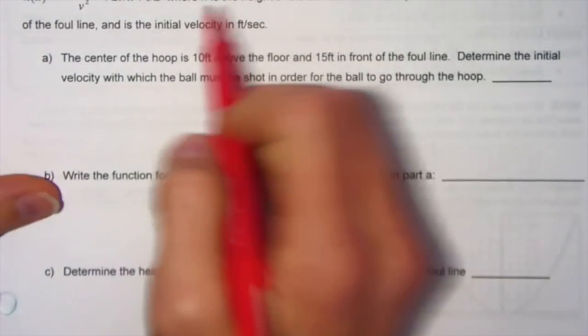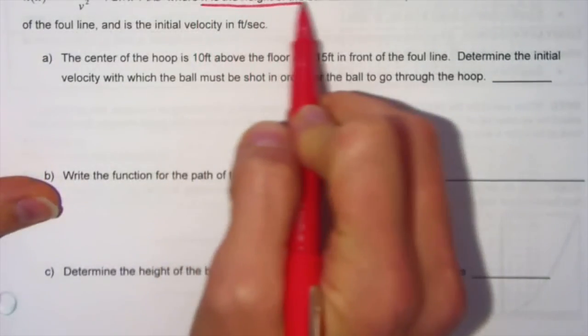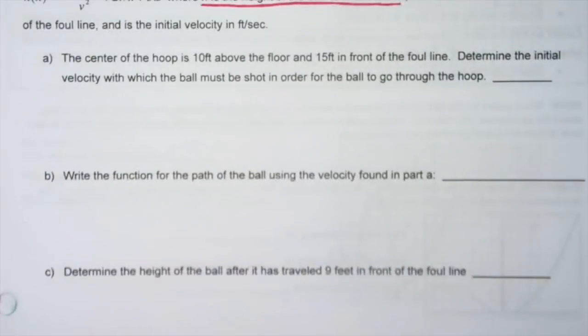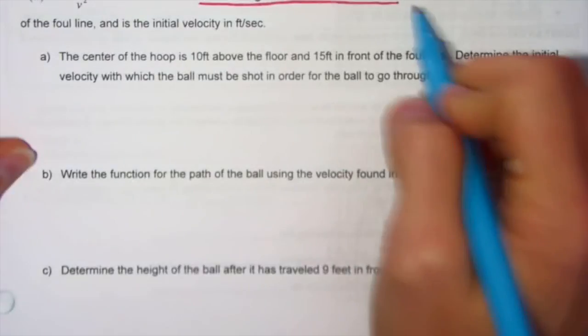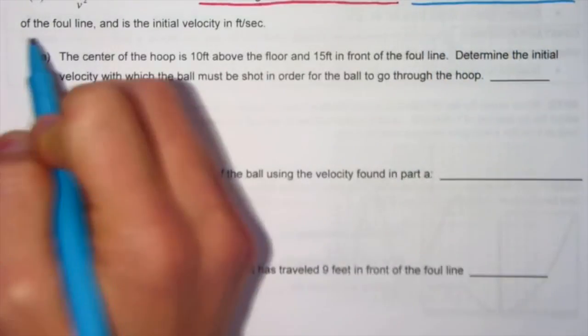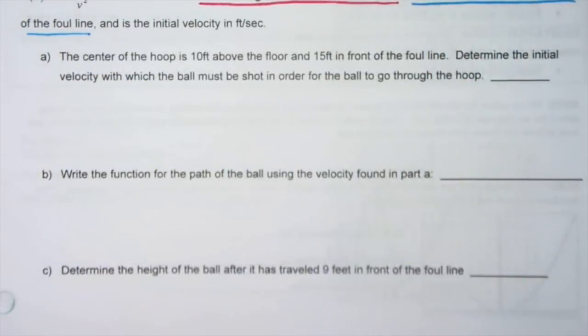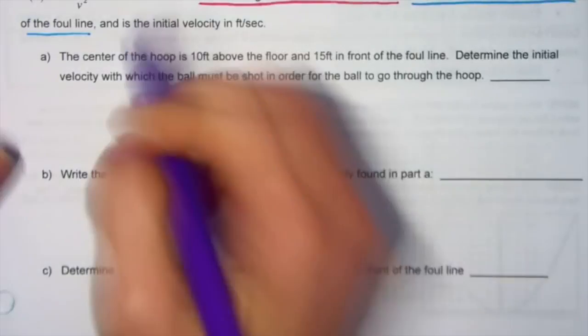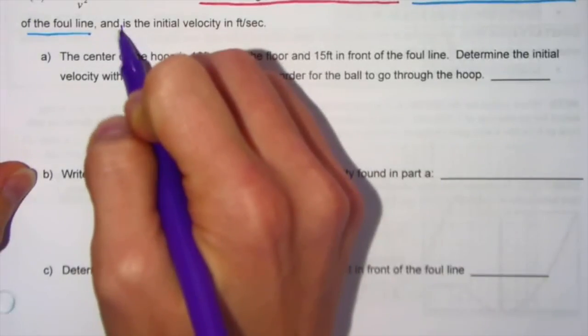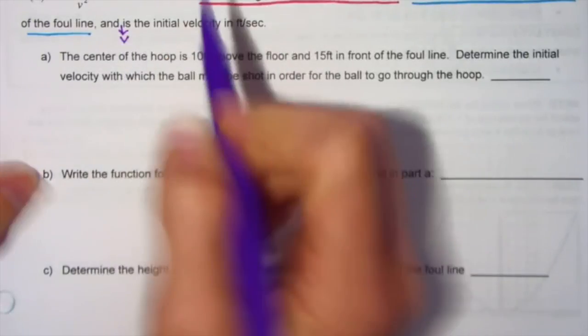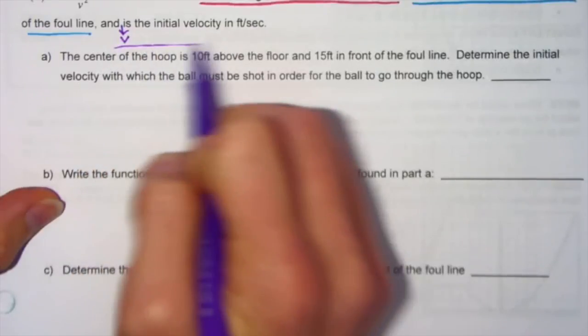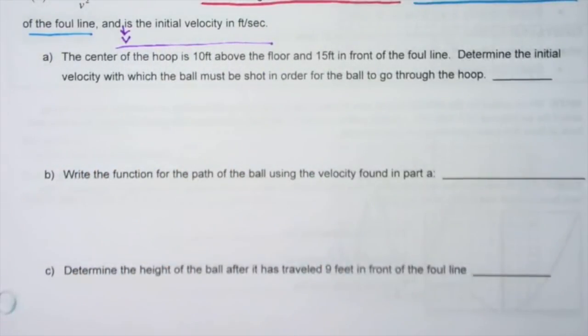Okay, so here's the pieces we need to know. We need to know that h is the height of the ball above the floor, and x is the distance of the ball in front of the foul line, and v is the initial velocity in feet per second. So add that little v there.